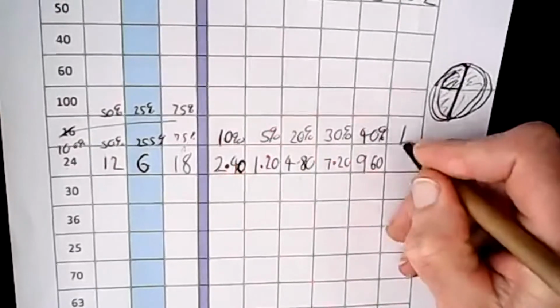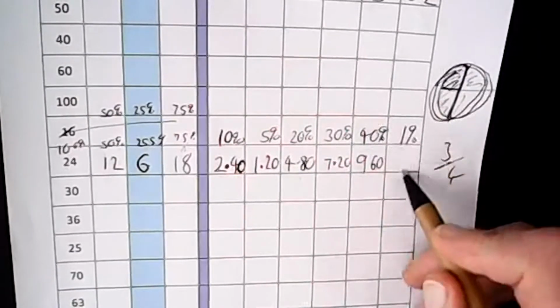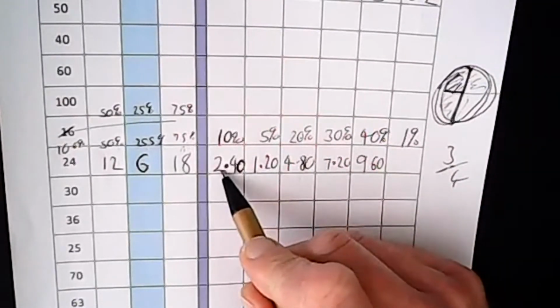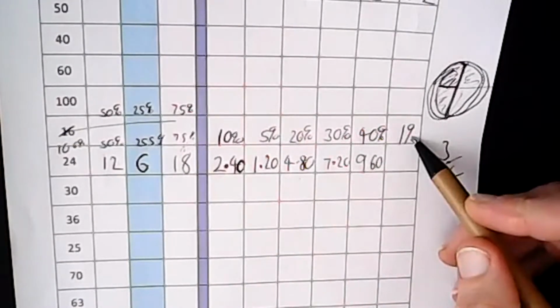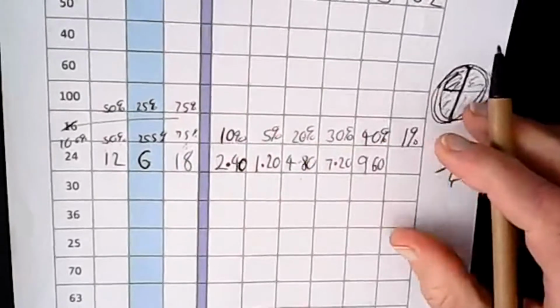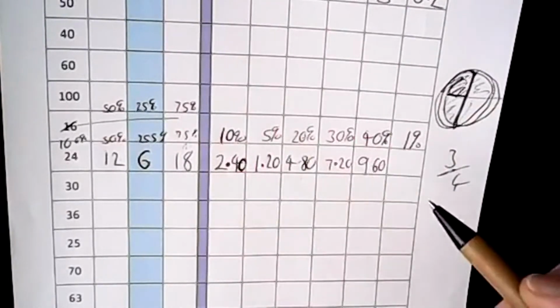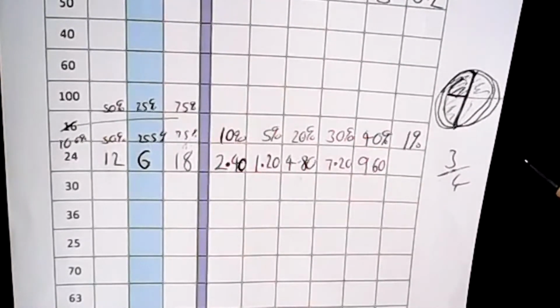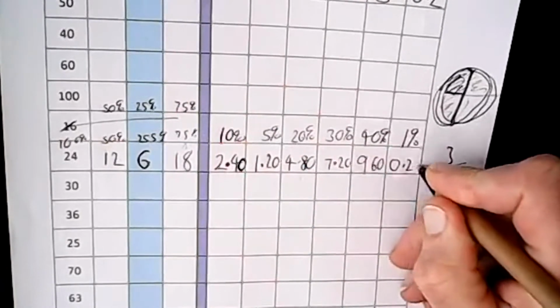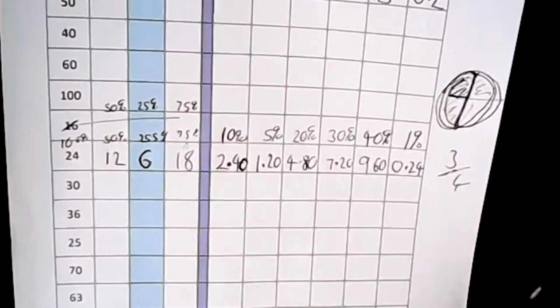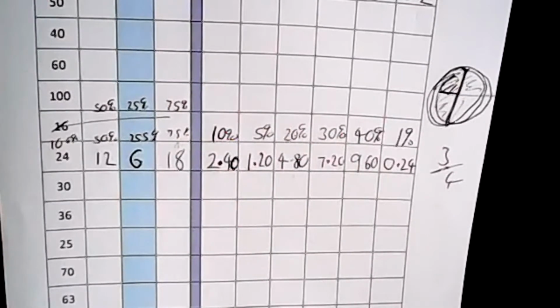Okay. And the last one is 1%, which is we go back to the very beginning. We've divided by 10 to get 1%. You divide it by 10 again. It's like dividing by 100. But a shortcut way is to divide by 10 and then divide by 10. So slide that number again, and we're back to 0.24 or 24 pence. And there you've got it.